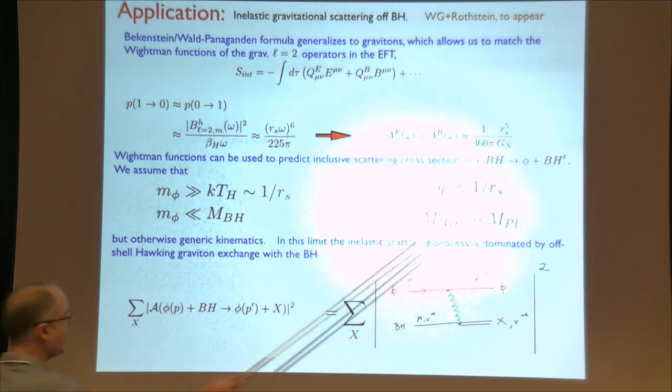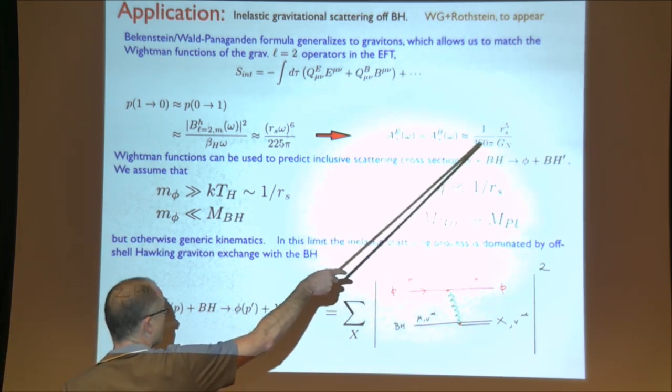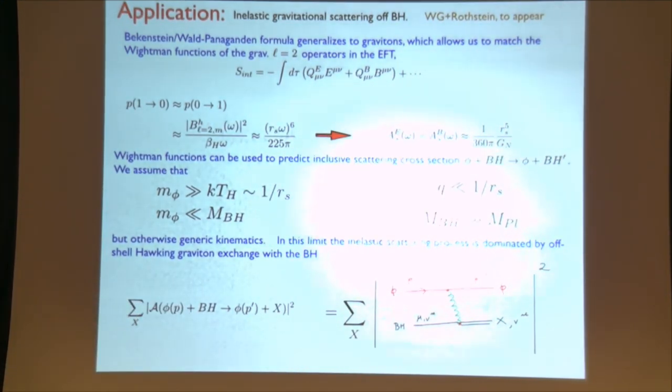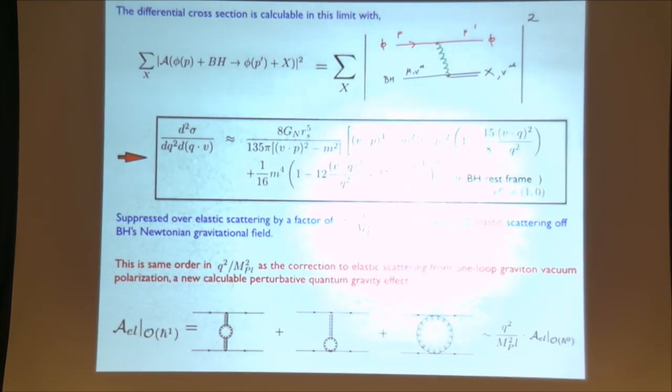But once you do that, you get an answer for the Wightman functions in the Unruh state that looks like this at leading order. And then we don't have access to amplitudes in this theory because everything we do is inclusive. We're summing over final states. So here is what we're computing. And then for whatever it's worth, the answer is calculable.